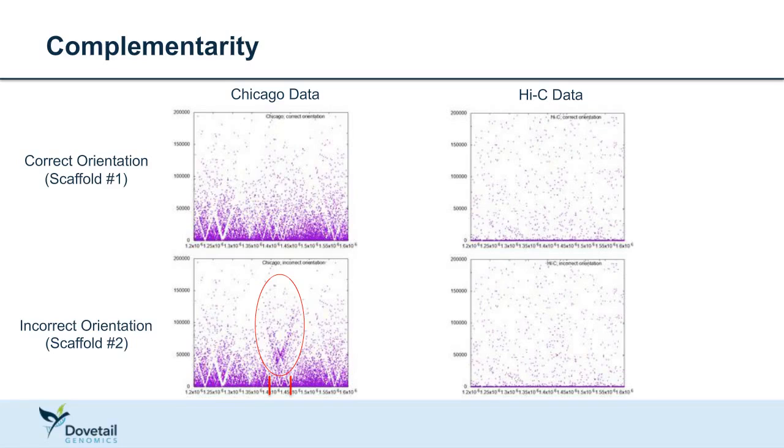And so you can see that there's this increased concentration of Chicago read pairs that are further away than you would expect them to be from the bottom of the plot, which indicates that they are further apart on the genome than you would expect them to be. And that's a very nice signal for detecting and correcting misjoins or misorientations, or not making those types of mistakes in the first place.